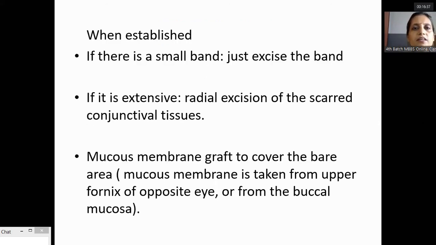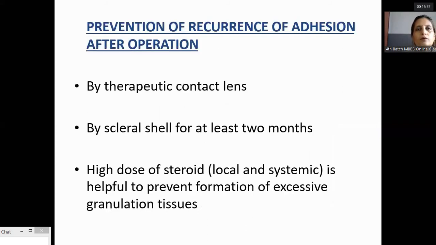Once established, if there is a small band, just excise the band. If it is extensive, do radial excision of the scarred conjunctival tissue and a mucous membrane graft to cover the bare area. The mucous membrane is taken from the upper fornix of the opposite eye or from the buccal mucosa. Prevent recurrence of the adhesions after the operation by a therapeutic contact lens, the scleral shell, for at least 2 months, and high-dose steroids, oral and systemic, are helpful to prevent the formation of excessive granulation tissue.